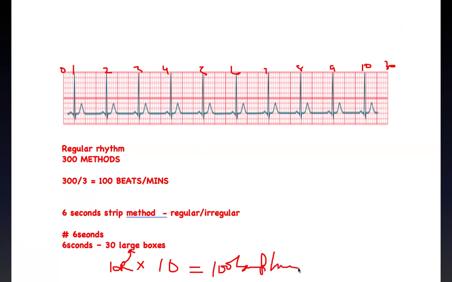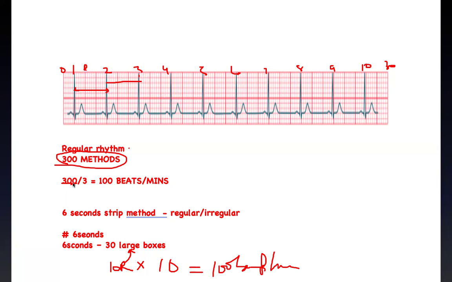That's all. So to recap, use the 300 method for regular rhythm. For regular rhythm, take one R to another R and make sure the distances are the same. 1, 2, 3, 1, 2, 3, 1, 2, 3. Therefore, I know this is a regular rhythm. Therefore, if I want to use the 300 method, I just count how many large boxes, 1, 2, 3, and divide it into 300.